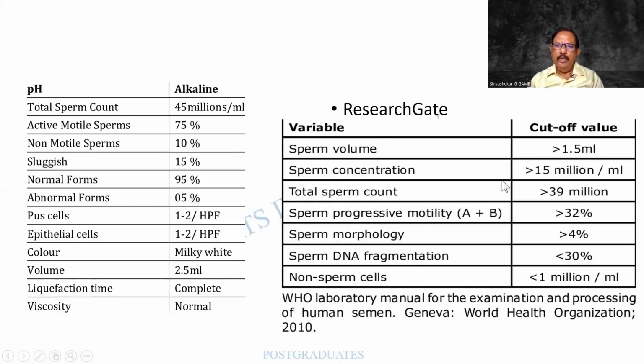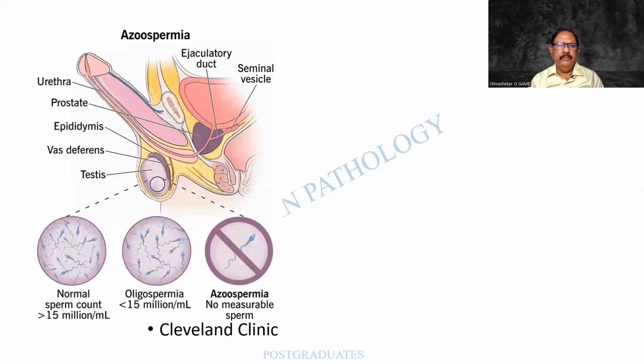The sperm volume, concentration, count, progressive motility, and normal morphology more than 4% would suffice. Non-sperm cells are also there, but they should be less than 1 million. Otherwise, they might indicate infection. So azoospermia, this can be one of the causes.